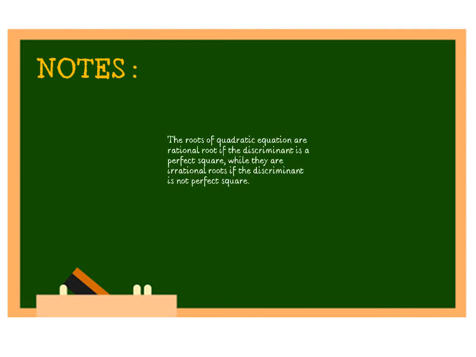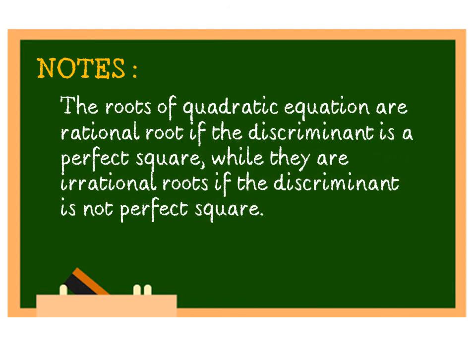You must take note that the roots of a quadratic equation are rational roots if the discriminant is a perfect square, while they are irrational roots if the discriminant is not a perfect square.